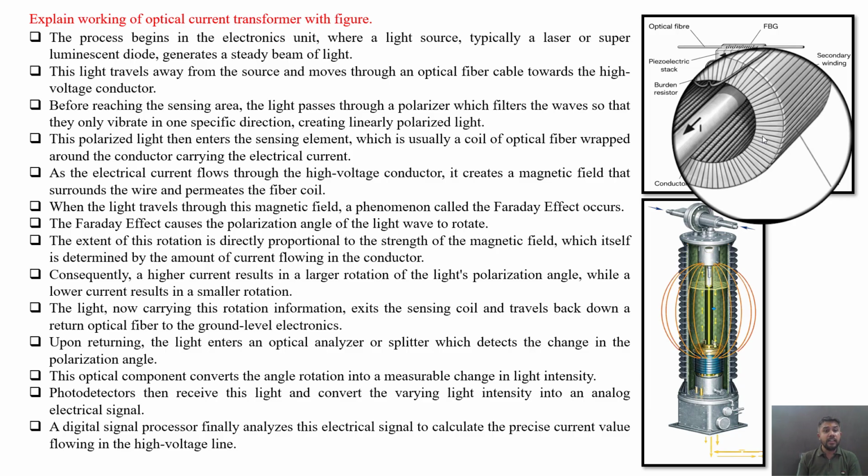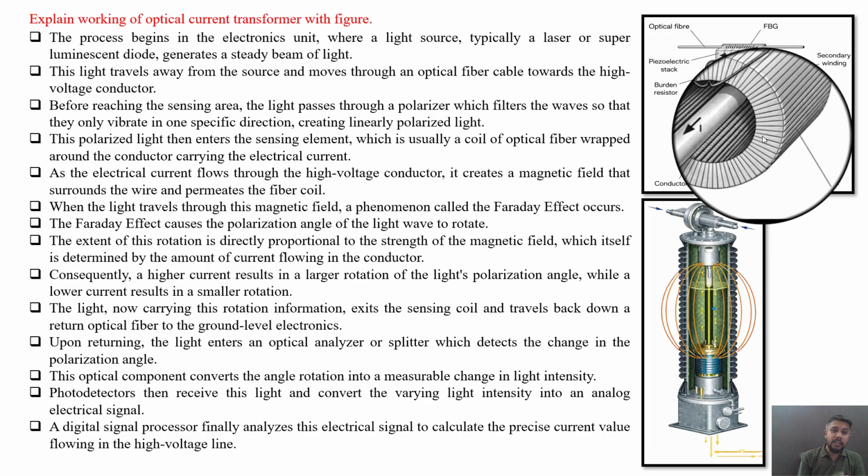Consequently, a higher current results in a larger rotation of the light's polarization angle, while a lower current results in a smaller rotation, because the higher current has the highest magnetic field strength, whereas the lower current has the lower one. So by this we can easily compare the rotation. The light now carrying this rotation information exits the sensing coil and travels back down a return optical fiber to the ground level electronic circuits.